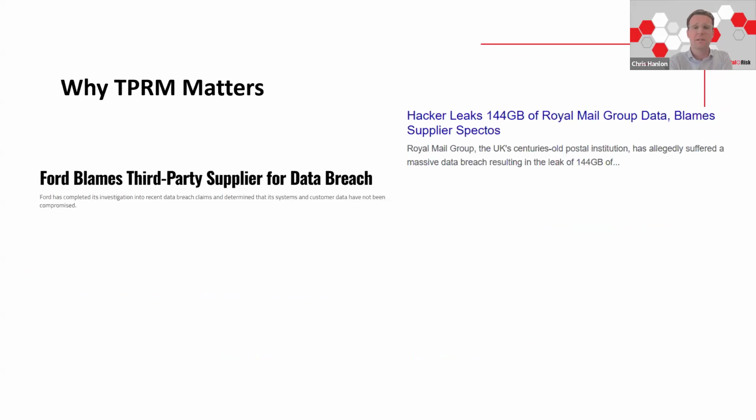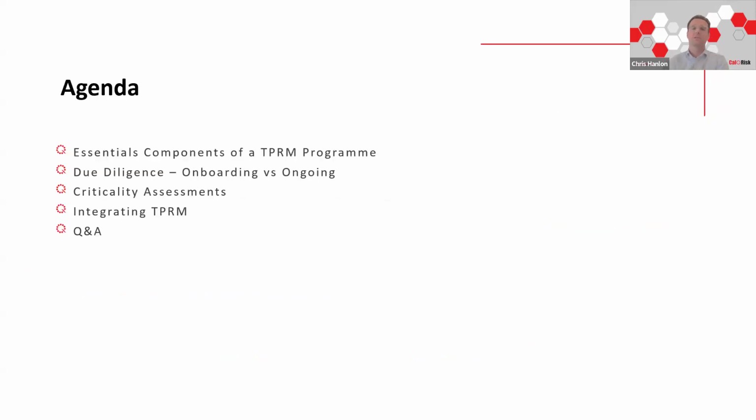And I just skipped through the agenda slide there quite quickly. I just wanted to pop back to that, to touch on some of the points that we're going to cover before we go into the huge details. So I alluded at the very beginning, we're going to have a look at the essential components of a third-party risk management program. This list can be as long or as short, really, as we want it to be.